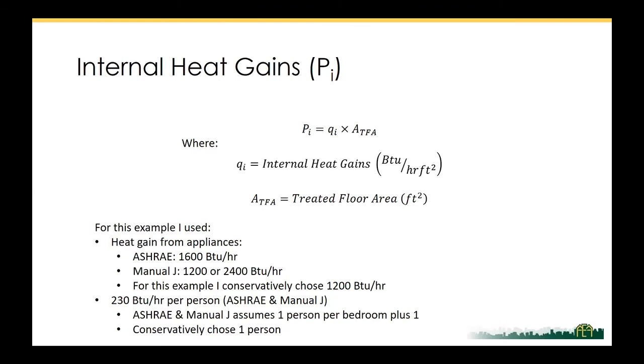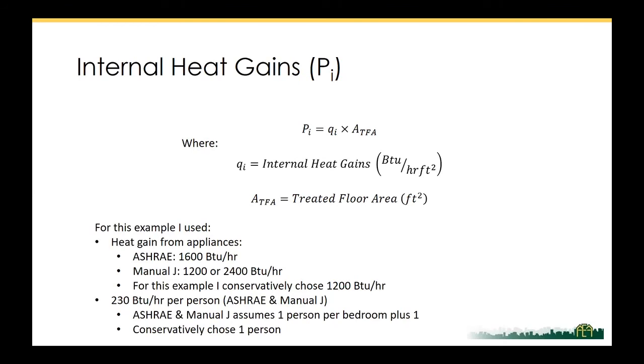For this example, heat gains from ASHRAE appliances assume 1600 BTU per hour. For Manual J, they assume 1200 or 2400 BTU per hour. For this example, I chose 1200 BTU per hour because that is the smallest value.